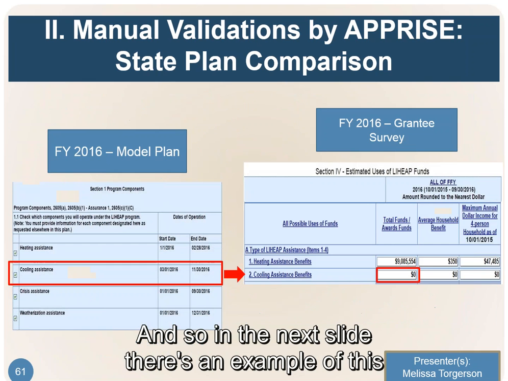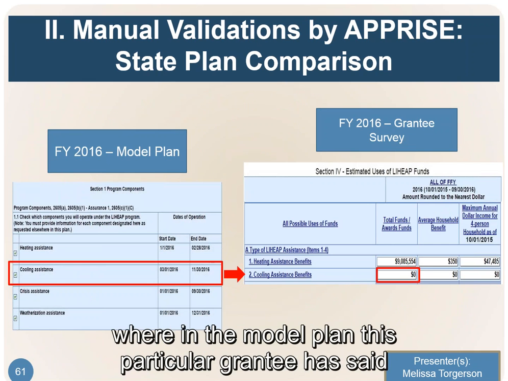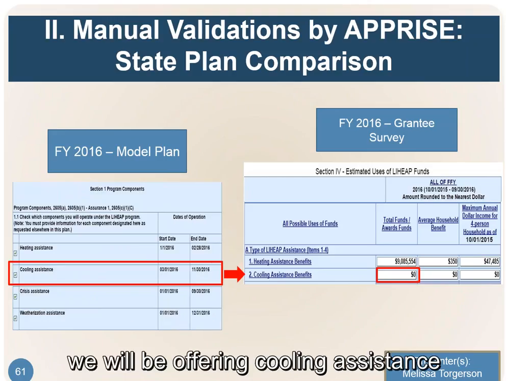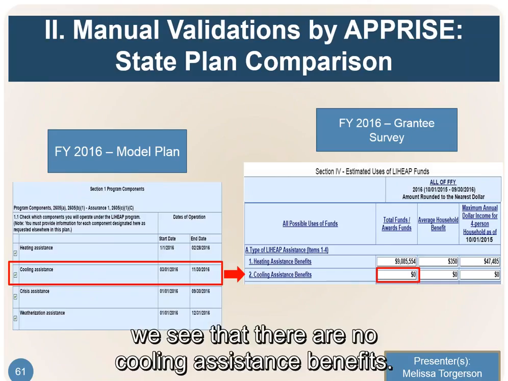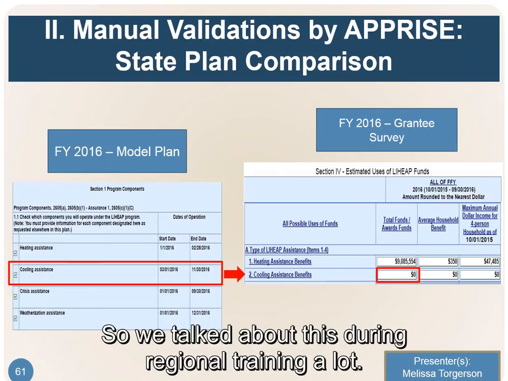In the next slide, there's an example of this where in the model plan, this particular grantee has said we will be offering cooling assistance and here are the dates, but when we go to the grantee survey, we see that there are no cooling assistance benefits. So we talked about this during regional training a lot.